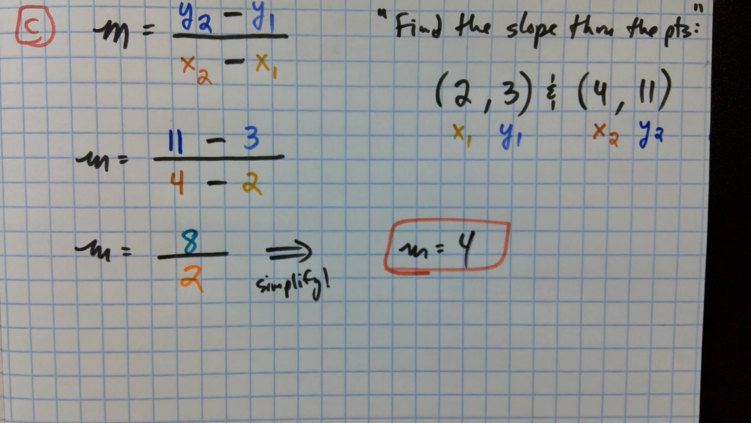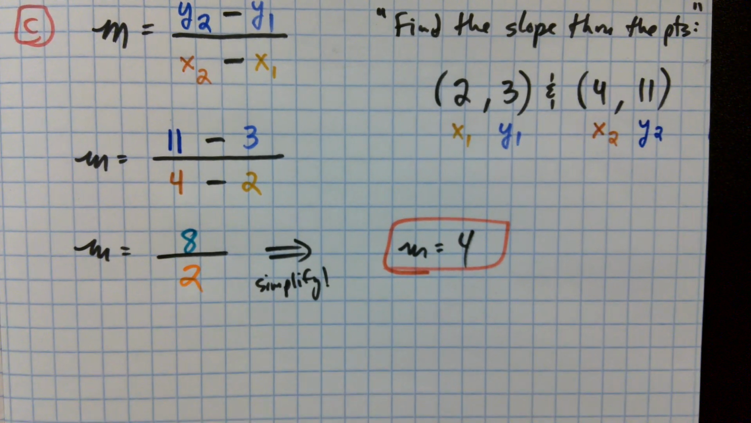Which one do you guys think is the easiest, A, B, or C? B and C. You'll get practice with all of them. C is always typically the hardest. So if you understand C, A and B should be a breeze.